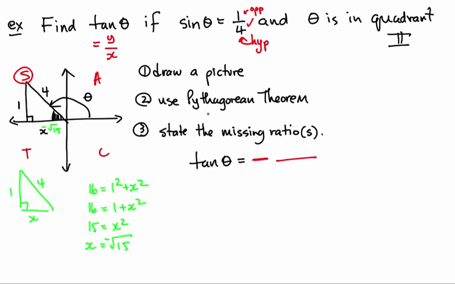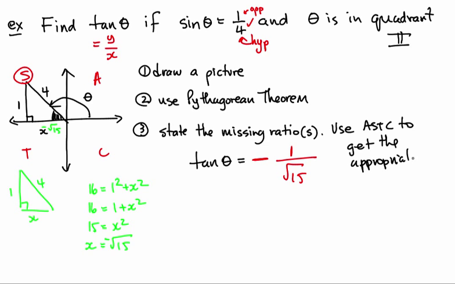And then my fraction is my y value, so that's 1, and my x value, which is root 15, or this could be negative root 15, and then you wouldn't need this negative sign here. I just need to make sure this whole fraction is negative. So tangent in quadrant 2 is, of course, negative. So state the missing ratios, use ASTC to get the appropriate sign. By sign I mean plus or minus, and we're done.